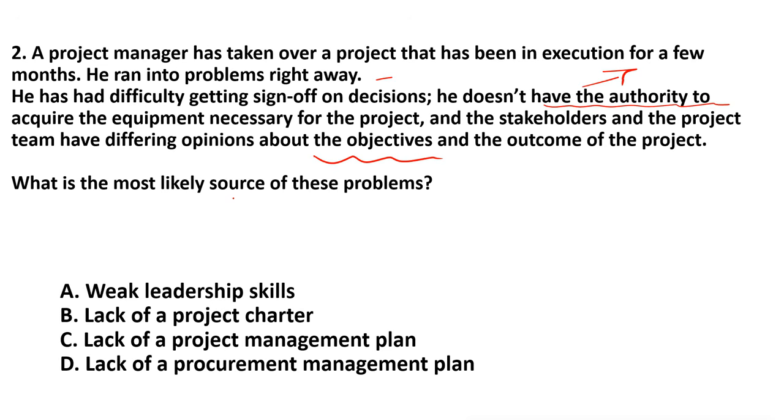What is the most likely source of these problems? Weak leadership skill? No, because in the question they are not saying anything about leadership skill. Lack of project charter, this is the best option, because if the charter is not approved, or high level information is not there, or the sponsor has not signed, that is why there is difficulty. They do not have the authority to acquire the equipment. Lack of project management plan? No, because first we have to create the charter. After that, we identify the stakeholders, then we move on to the project management plan. Lack of procurement management plan? No. So this is the best answer.